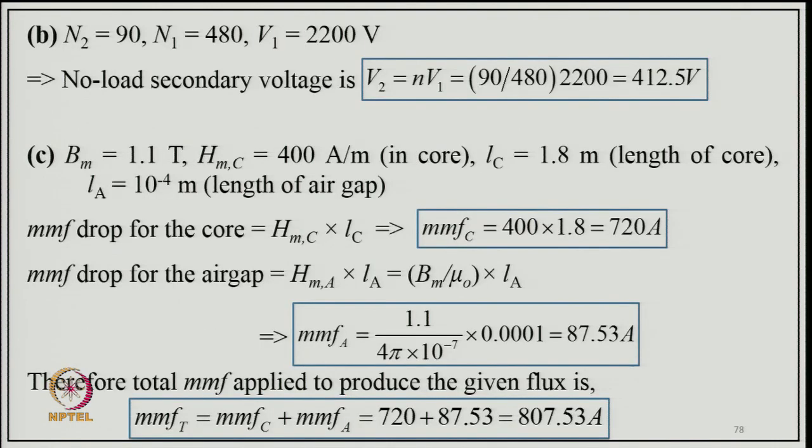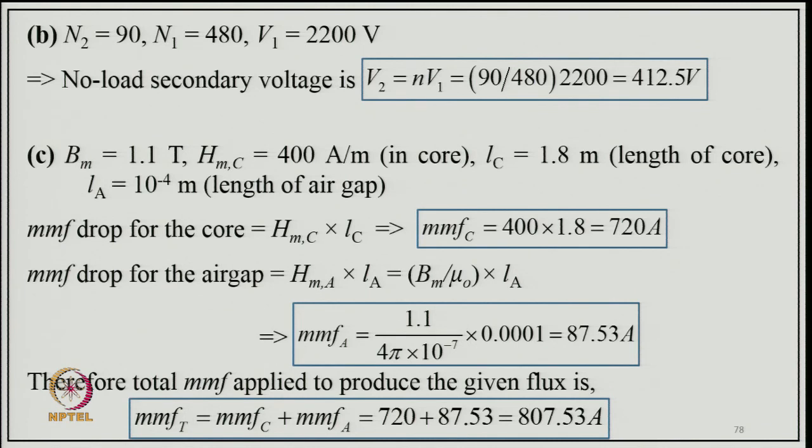Now coming to the next part, N2 equal to 90, N1 is 480, so V1 is 2200 volt. So, the no load secondary voltage is V2 equal to N2 by N1 into V1, that is 90 by 480 into 2200, that is 412.5 volt. And Bm equal to 1.1 Tesla, HMC is 400 ampere turns per meter in the core, and lc equal to 1.8 meter length of core, and la is 10 to power minus 3 meter, that is length of air gap.